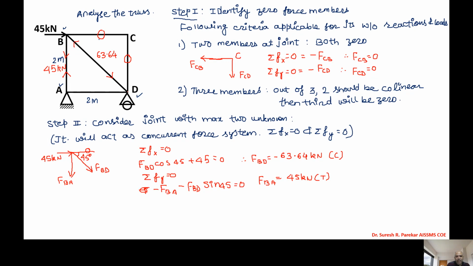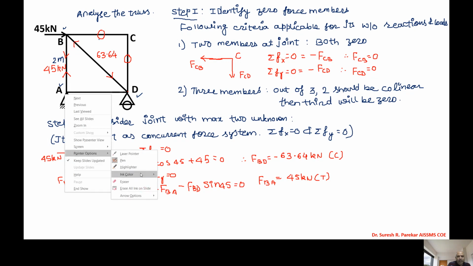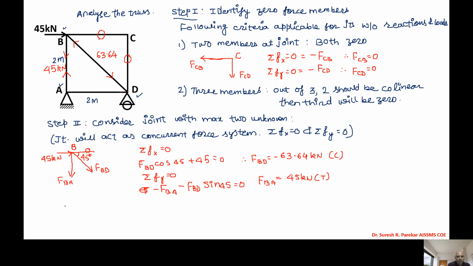Now we go to the next step: we consider joint D and solve it. In this fashion, we have the DB member and the DA member. Then we have the vertical member in which the force is 0, and we have the reaction RD. And we have DB as compression, with value 63.64.